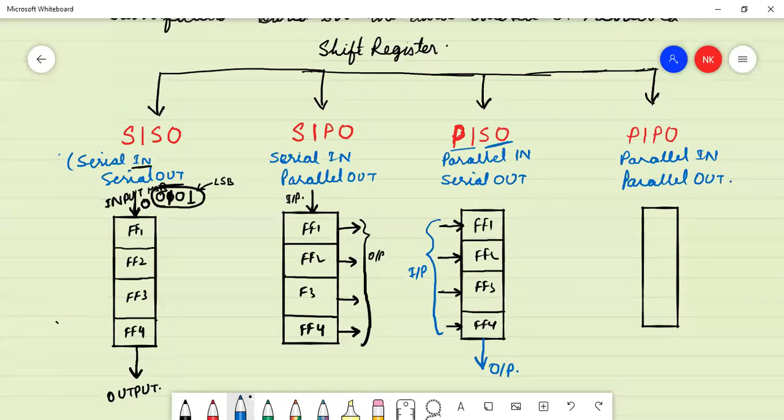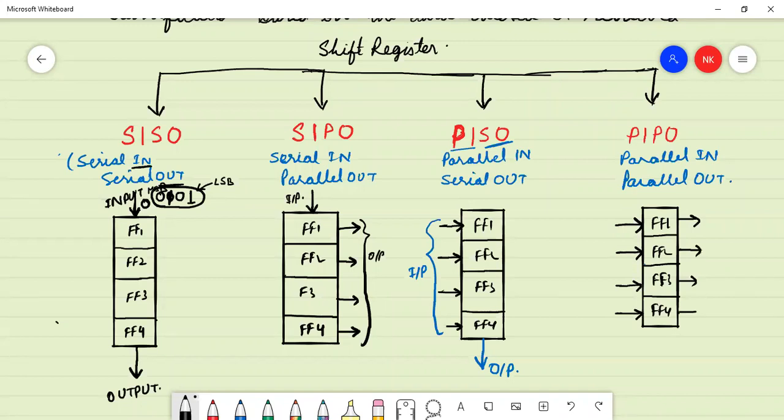In the next case, parallel in and parallel out. I think all of you can think about how the input and output will be. So flip-flop 1, flip-flop 2, flip-flop 3, flip-flop 4. In all the flip-flops we will have a parallel input, and from all the flip-flops we will get the output in a parallel manner.